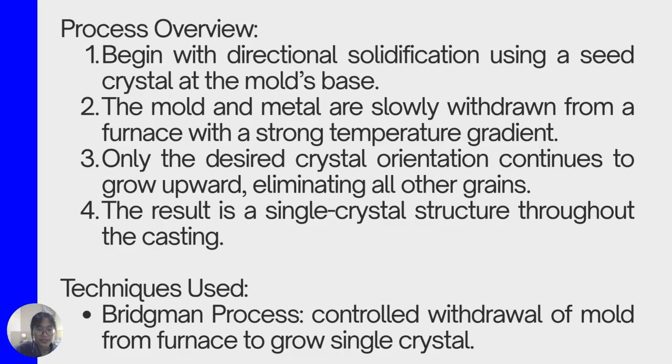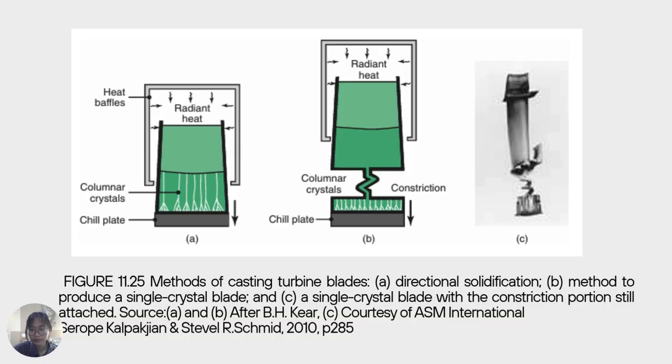Single crystal casting is primarily used for jet engine turbine blades, gas turbine components, and other high-performance applications where conventional casting would fail under prolonged thermal and mechanical loads. Although the process is complex and expensive, it delivers unmatched performance, making it essential for aerospace and energy industries that demand material capable of withstanding extreme operating conditions.